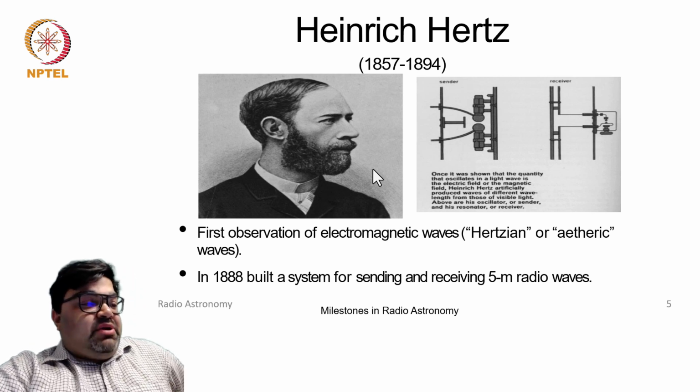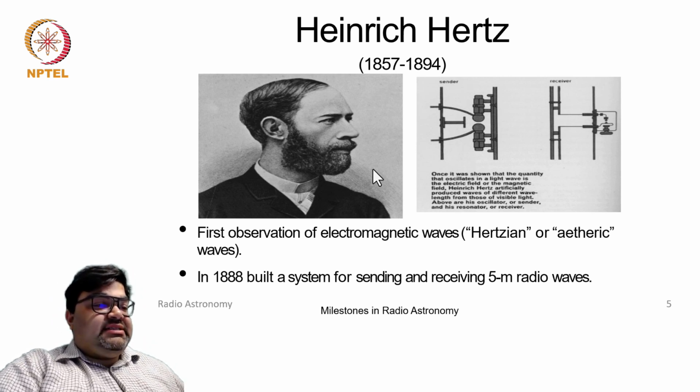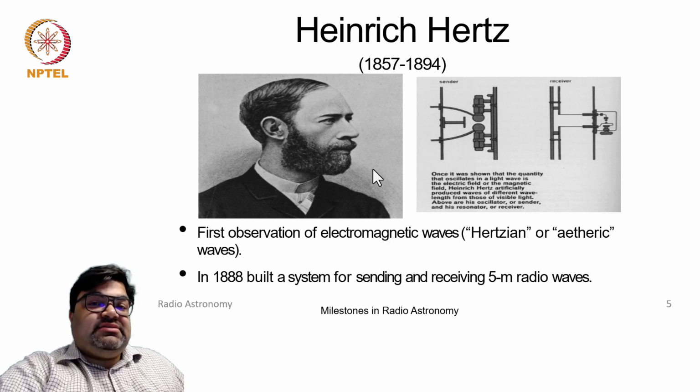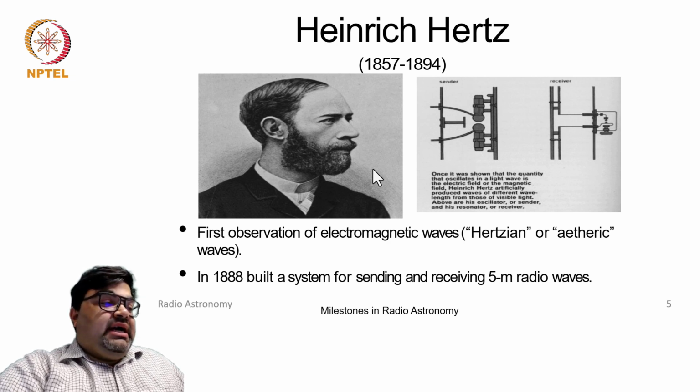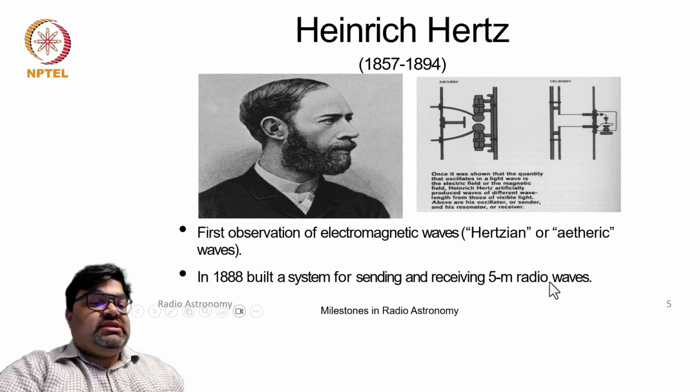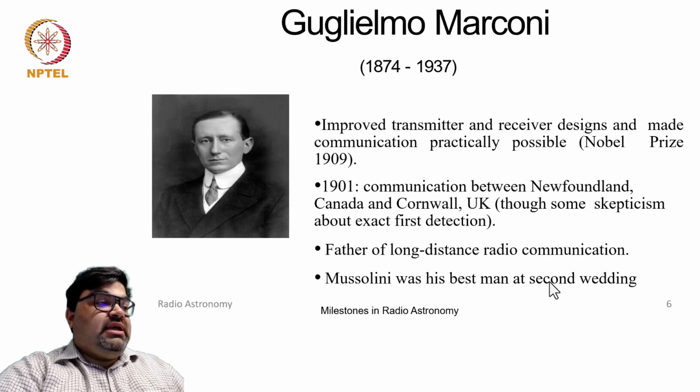The next important figure in this discussion is Heinrich Hertz, who did the first observation of electromagnetic waves. Maxwell did the hard work of all the theoretical derivations, formalism, etc. Heinrich Hertz actually did the first observation. In 1888, he built a system for sending and receiving 5-meter radio waves over short distances. Extremely important to note this.